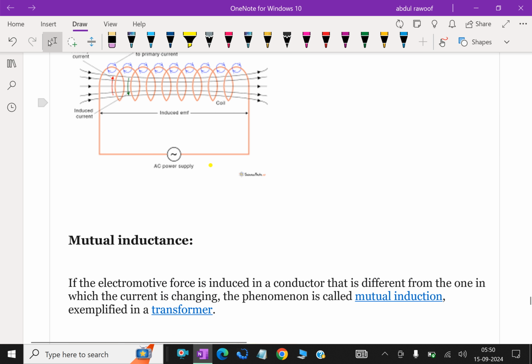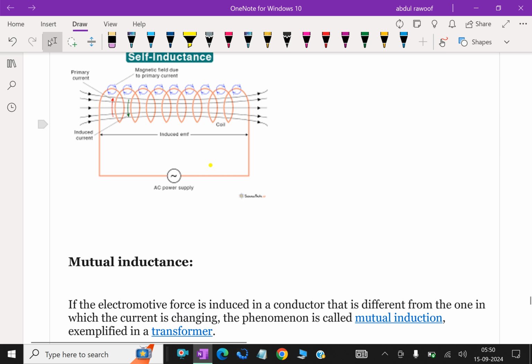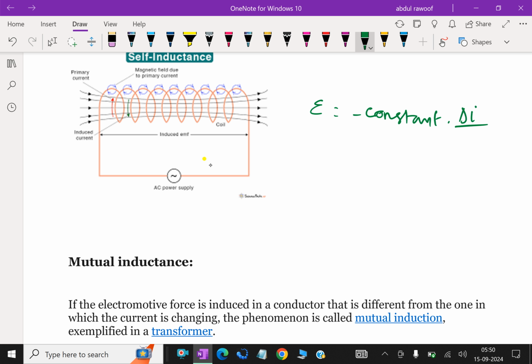Next is mutual inductance. For self-inductance, the formula is EMF equals minus constant into delta I by delta T. The change in current with respect to time, into the constant, gives the induced EMF.